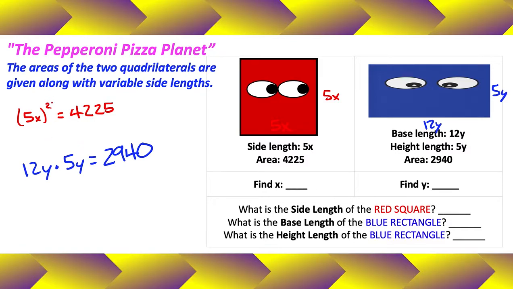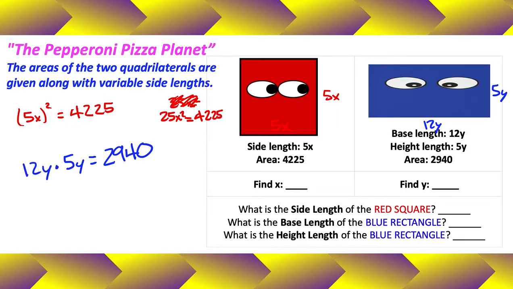I'm actually going to cheat a little bit here. I should take 5x times 5x and make 25x squared, but I'm not going to do that. You get the same answer. You could take 25x squared and set that equal to the area of 4225. You get the same thing, but check this out.